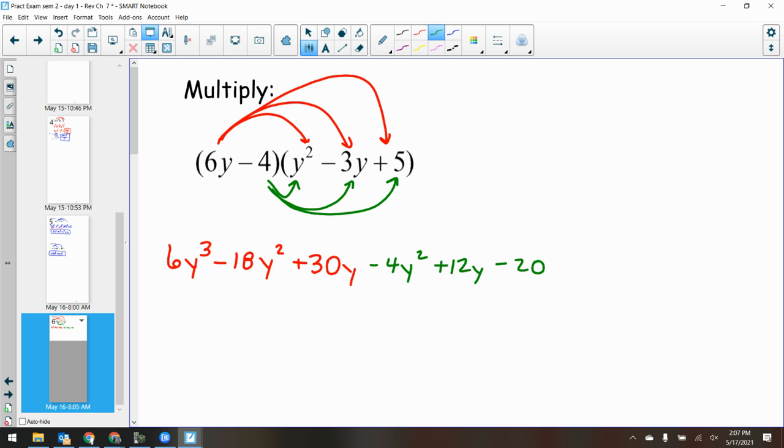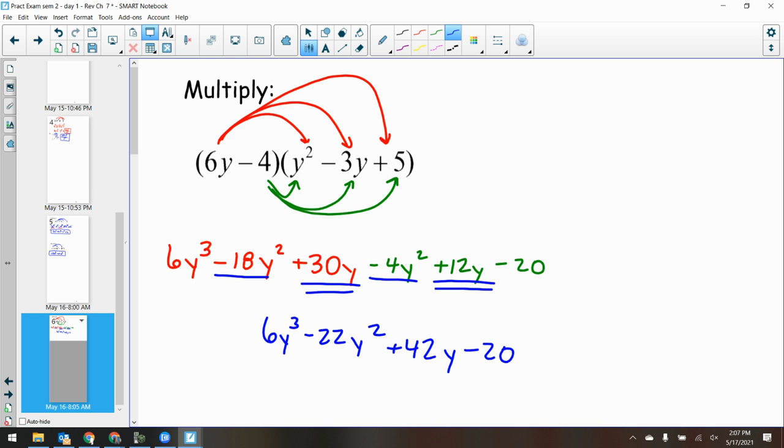And then I combine like terms. Don't forget to combine like terms in the end. My first term has nothing to combine. The negative 18 and the negative 4 make negative 22. The positive 30 and the positive 12 make positive 42. Bring down the minus 20. That's my final answer. Yeah, these require a lot of work.